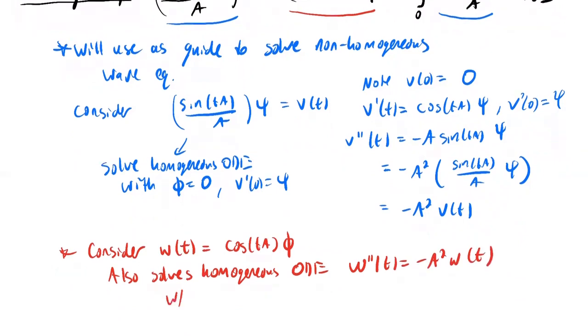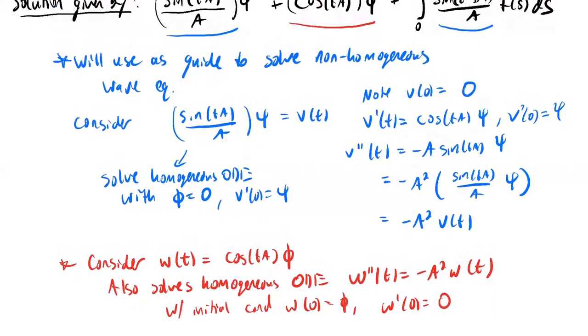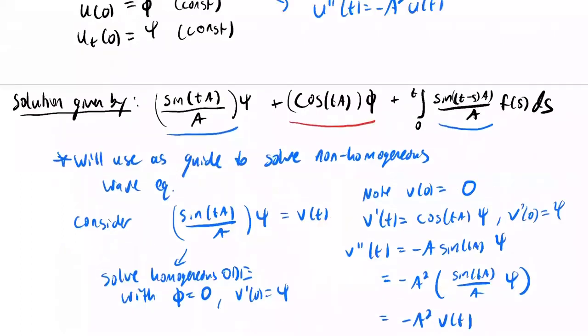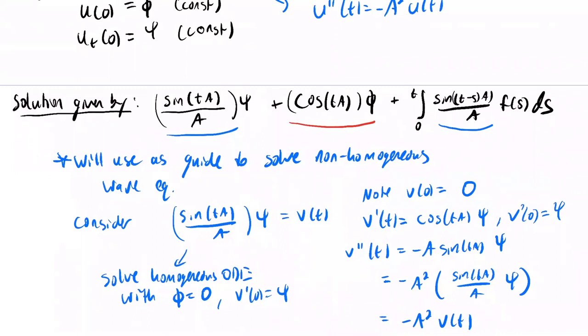And the initial conditions are, well, w of 0 is equal to phi, and w prime of 0 you can check is equal to 0. So this solves the homogeneous problem now with c replaced by 0 and then initial position phi. Right, so we've kind of broken up the problem into two pieces. This is like the solution corresponding to the initial velocity, and then you also have the term corresponding to the initial position, and then finally you have this term corresponding to the extra outside force F.